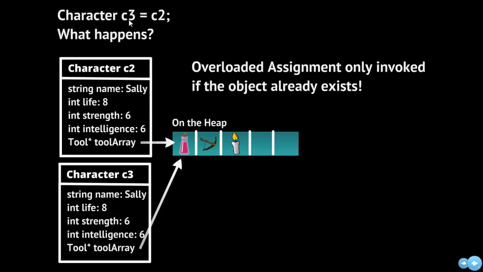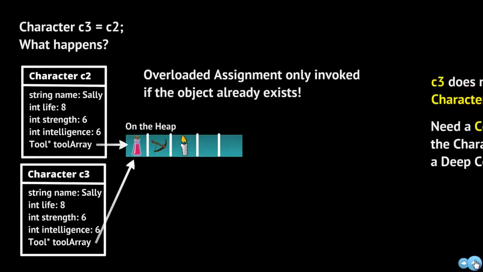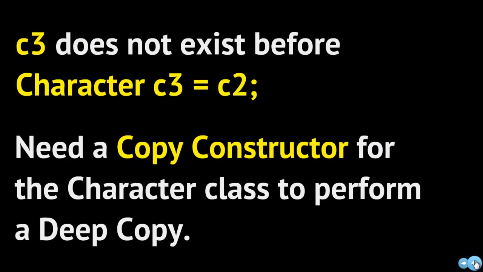And if we haven't written our own copy constructor, C++ provides us a default copy constructor that performs another shallow copy. It doesn't perform a deep copy. So we simply get that address being copied from C2 to C3, and we end up sharing the exact same tool array out there on the heap. So again, overloaded assignment is only invoked if the object already exists. In this case, C3 didn't already exist, so we end up invoking the default copy constructor. What we would need to do in this particular case is write a copy constructor. And we'll look at how to do that in our next video.